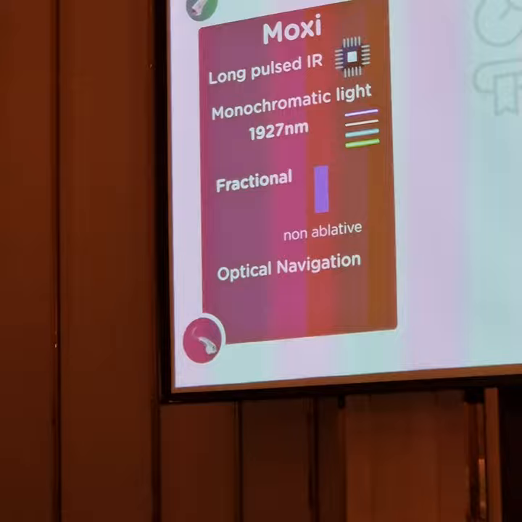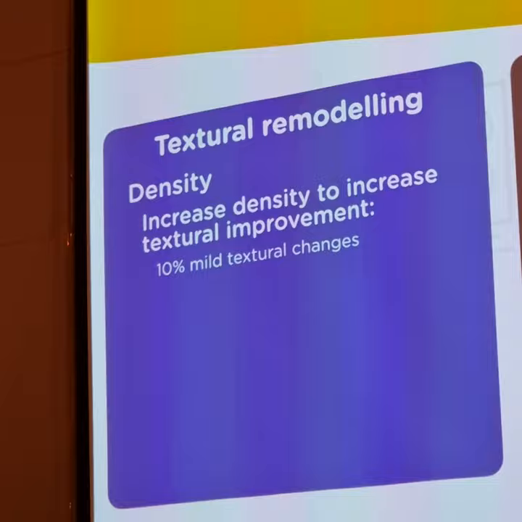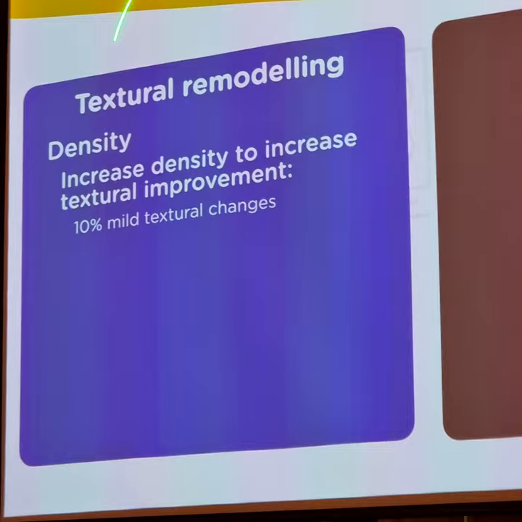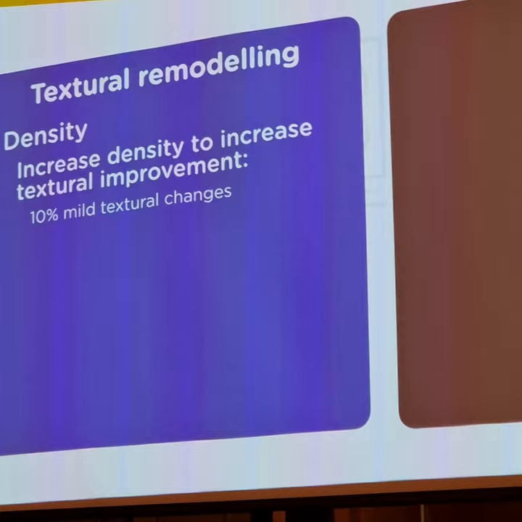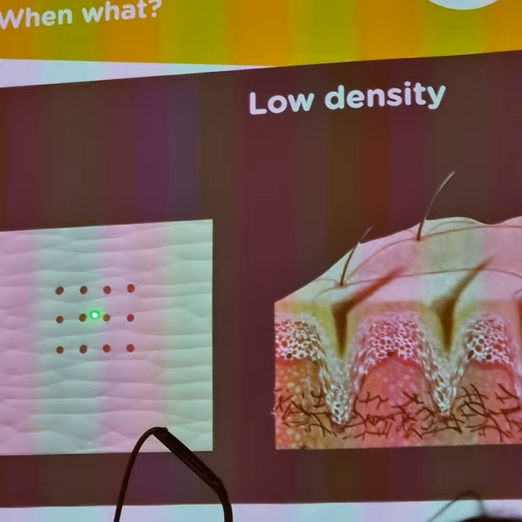And now let's think about how we play with the different settings of an ablative and non-ablative laser. We can try to induce a textural remodeling, okay? If you want to change the texture, you can play with two parameters, the first being density. If we increase the density, that means the amount of surface that's going to be burned with laser, we're going to increase the effect on the texture. So we might act with a low density for mild textural changes. Imagine here, 10%, for example. You make holes like that, you cover a small part of the epidermis. So the textural change you're going to induce is not so important.